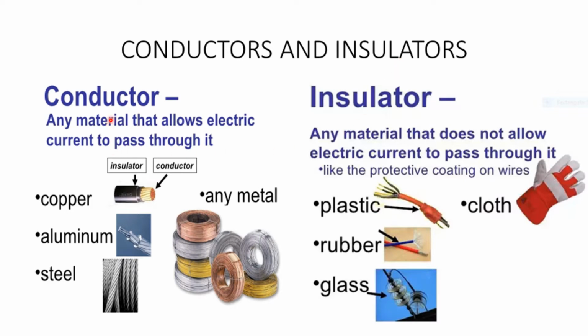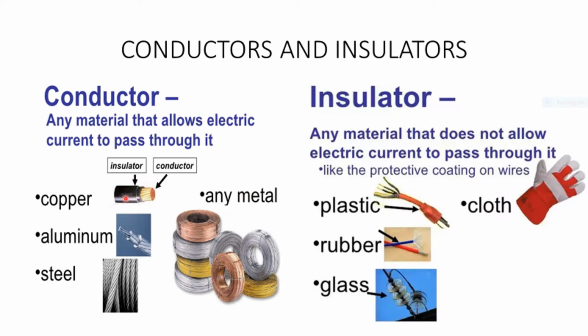Conductors, to begin with: any material that allows electric current to pass through it was called a conductor. The different examples of conductors, as we can see, are copper, aluminium, steel, or any other metal. What are insulators? Any material which does not allow electric current to pass through it. They are like protective coating on wires.